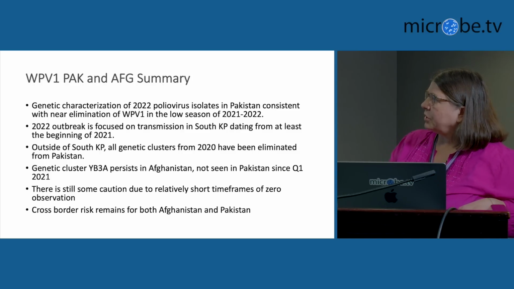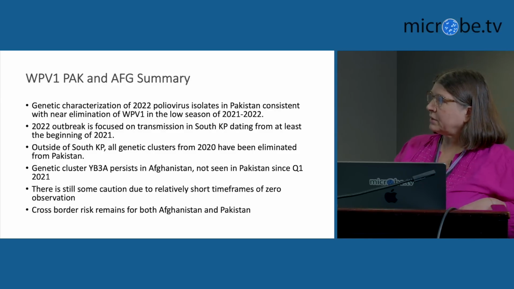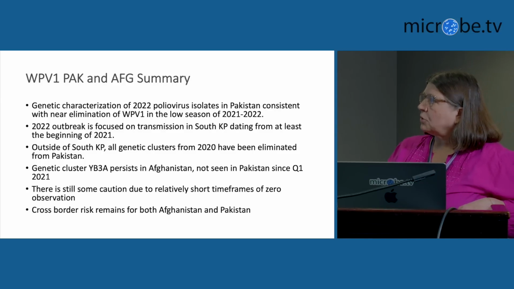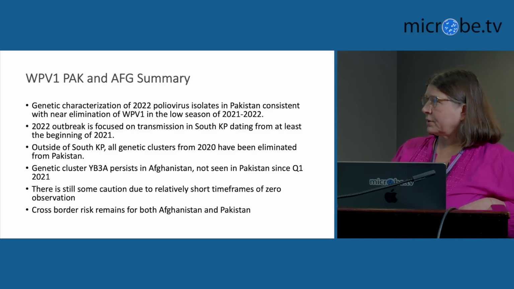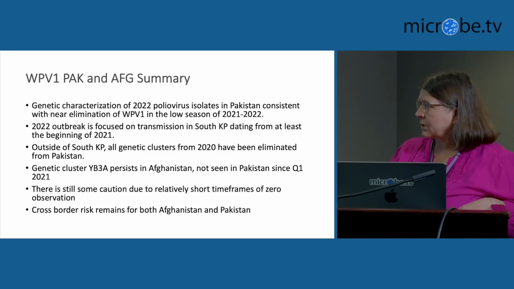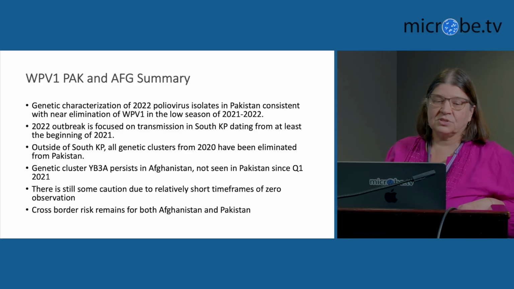Basically, most of the transmission is in South KP, starting from at least the beginning of 2021. And all the other genetic clusters that were present in 2020 have been eliminated from Pakistan. Of course, there's still caution. These are relatively short time frames of not observing those clusters, and cross-border risk exists for both of them.